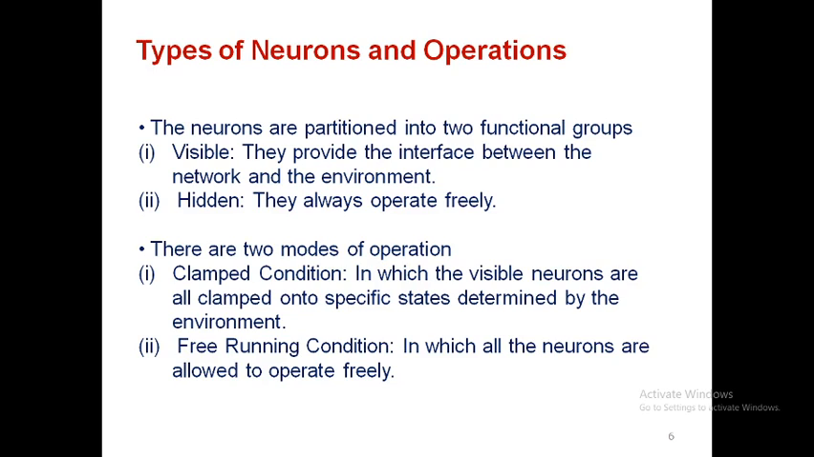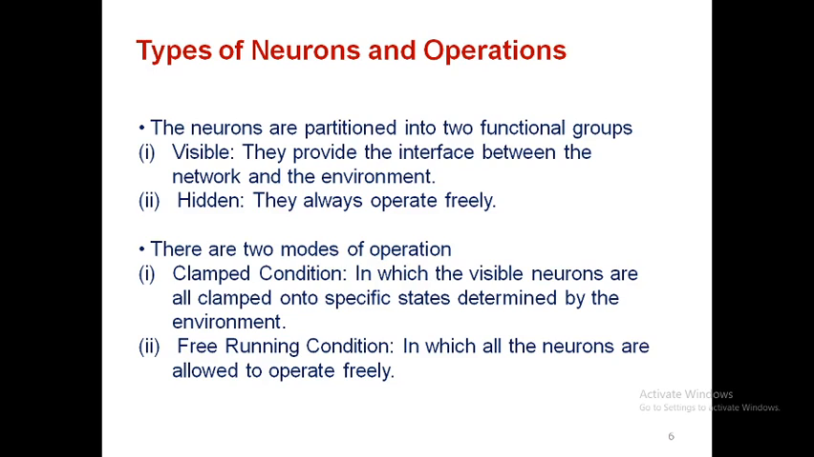In the clamped condition operation, the visible neurons are all clamped onto specific states determined by the environment. That means in the clamped condition, it is correlated with those visible neurons. So these visible neurons' states will be decided by the environment. Based on the environment, the visible neurons will turn on or turn off. That operation is called the clamped condition operation.